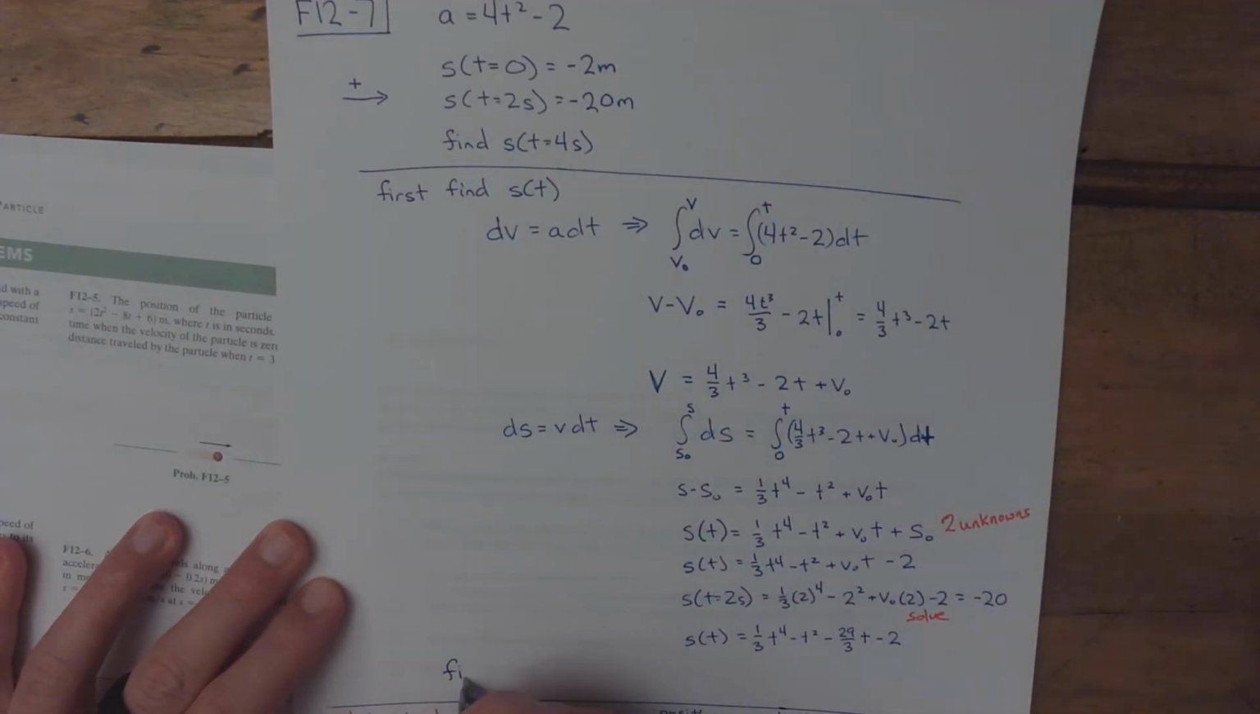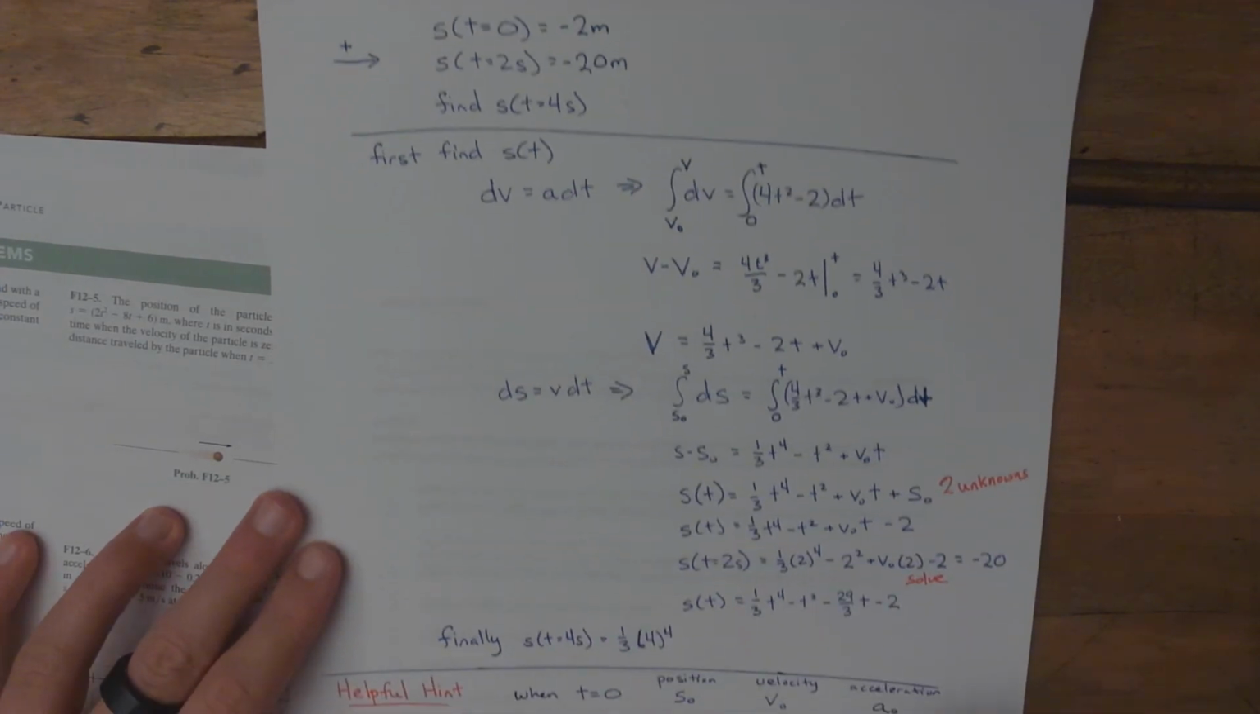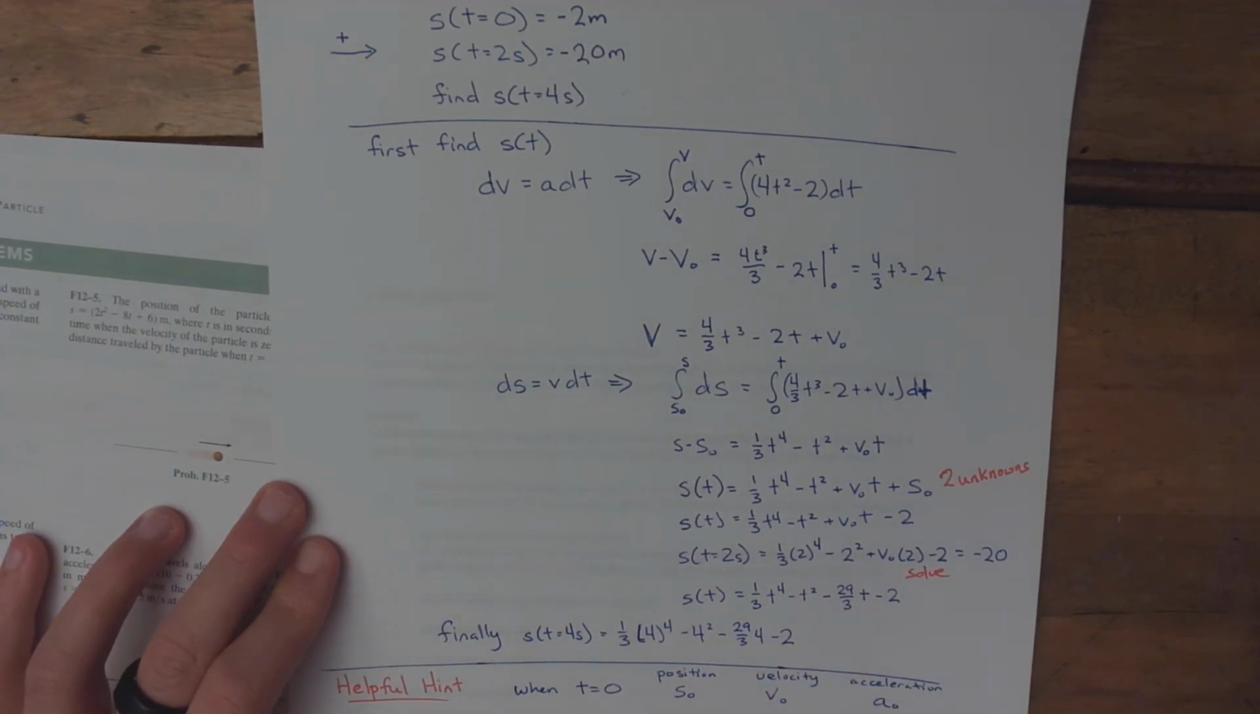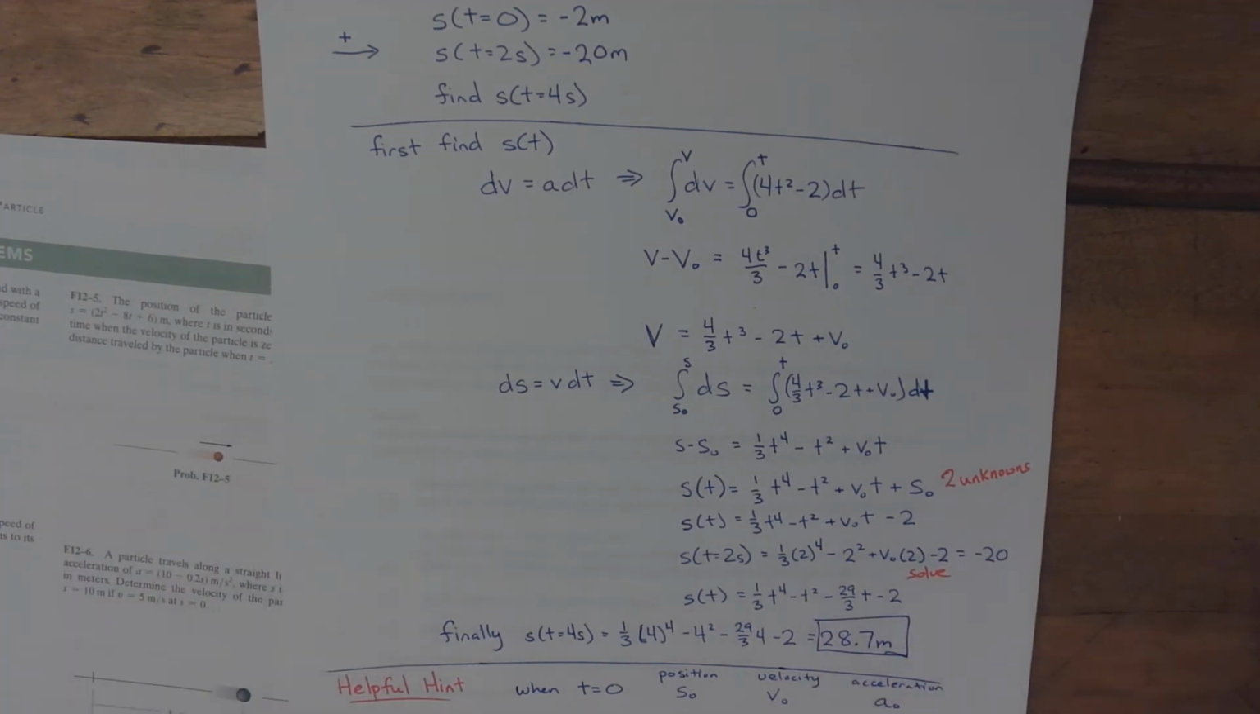So finally, the position when time is equal to 4 seconds is 1/3 times 4 to the 4th minus 4 squared minus 29 divided by 3 times 4 minus 2. And you can go ahead and plug that into your calculator, and you should get approximately 28.7. And this is position, so the units would be meters. And that concludes fundamental problem 7.